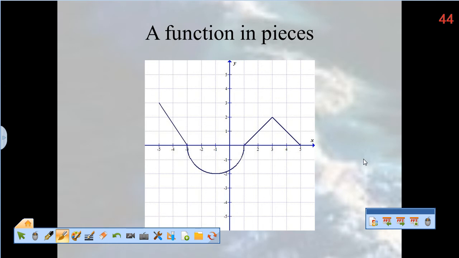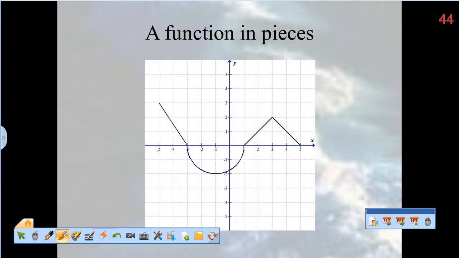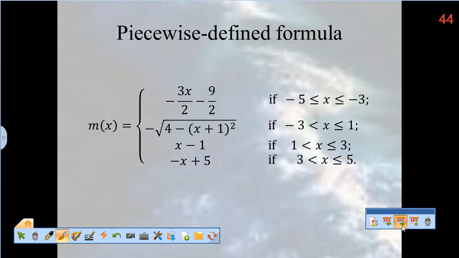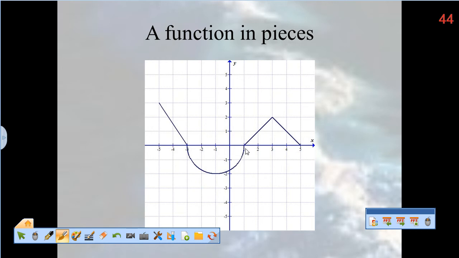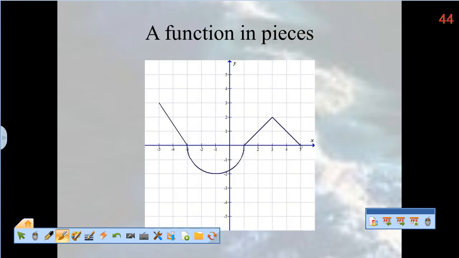All right, now this is what's called a piecewise function, otherwise known as a Frankenstein function. This is made up of a line segment, a semicircle whose radius happens to be 2, another line segment, and another line segment. Now, this is the actual algebraic explanation of the piecewise function. From -5 to -3, you have a line with a negative slope. From -3 to 1, you have a semicircle. Then you have a positive slope of 1 between 1 and 3, and a slope of -1 between 3 and 5.